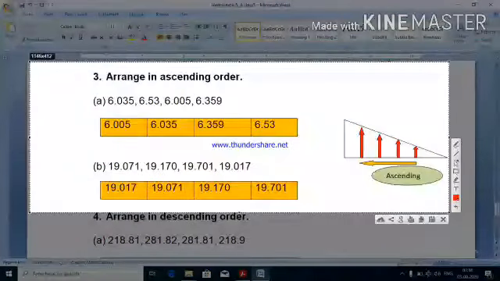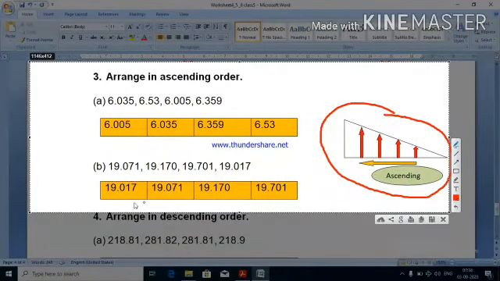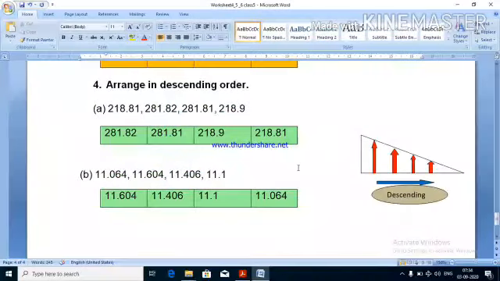We just follow the figure also. This figure goes from smaller to bigger: 19.017, 19.071, 19.170, after that 19.701.